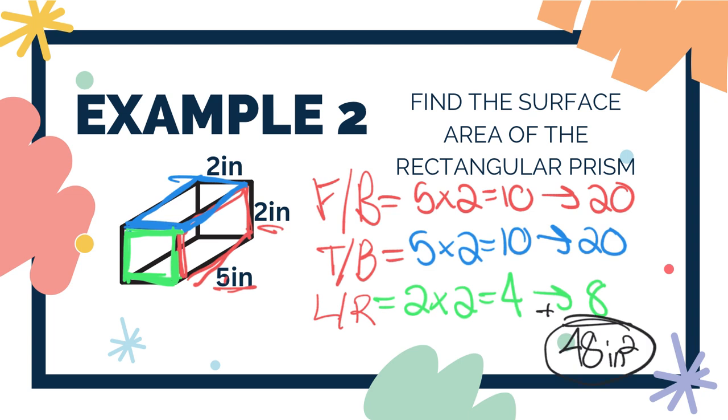So just to recap, what we did is we found the area of the front, which was 10, and then we doubled it because front and back are the same, so that was 20. We did the same thing for the top and the bottom. T is for top, B is for bottom. And then we did the same for the left and the right, and then we added all those areas together to get the total surface area.